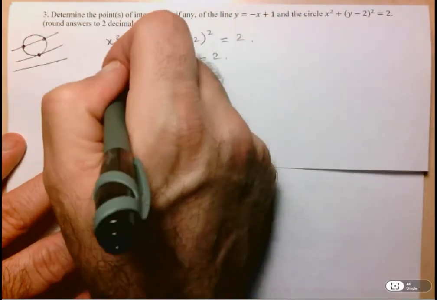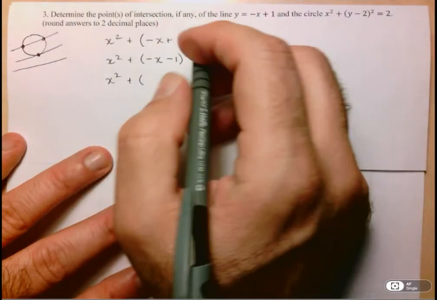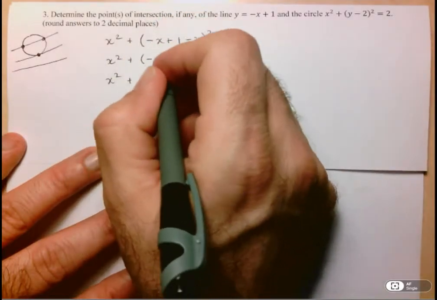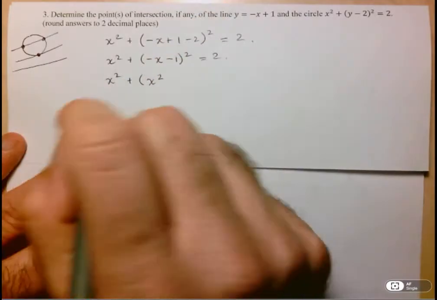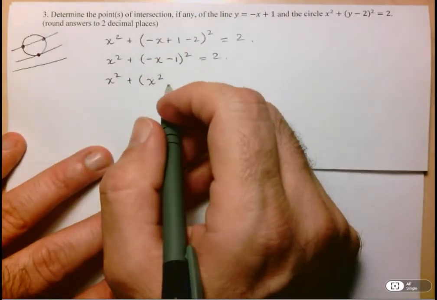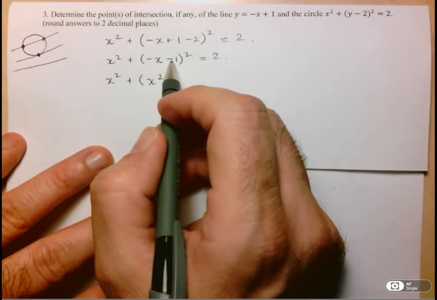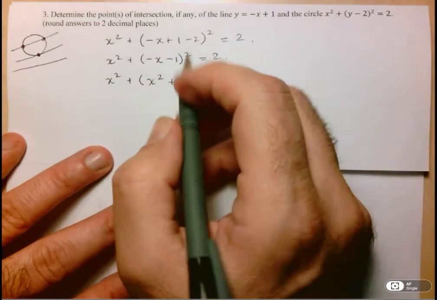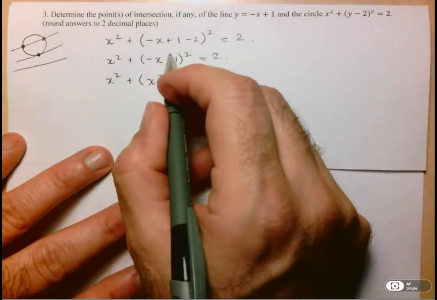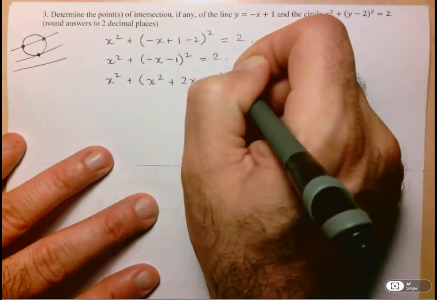Now let's square this binomial. We square the first: negative x times negative x is positive x squared. Then 2 times the product of first and last: negative x times negative 1 is positive x, and 2 times that, so plus 2x. And then square the last: negative 1 times negative 1 is positive 1.